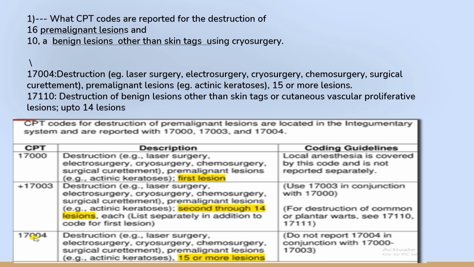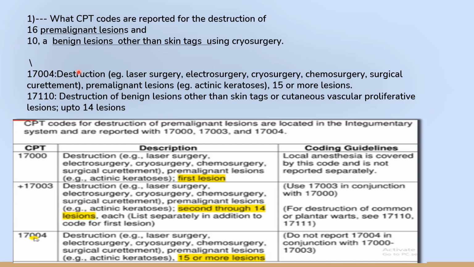Now let us take this example. What CPT codes are reported for the destruction of 16 pre-malignant lesions and 10 benign lesions other than skin tags using cryosurgery? So for the 16 pre-malignant lesions, we can directly code 17004, because the code language says that you can use this code for 15 or more lesions, and I will require only one code because it includes them all. So if there are 22 lesions also, I will code 17004 only once. That is very, very important, and that covers the 16 pre-malignant lesions.